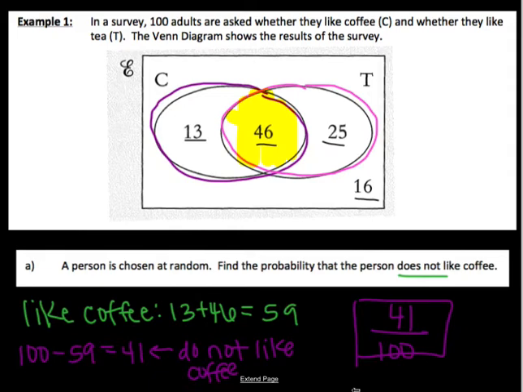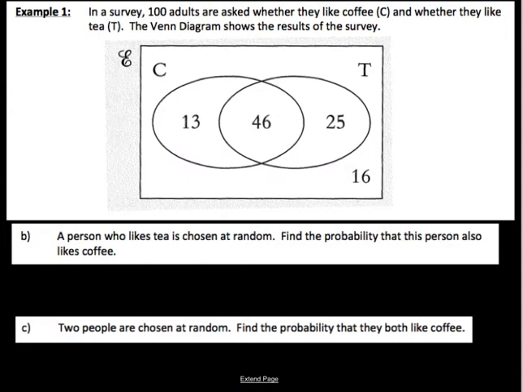Okay, the next one we're going to look at is part B. Okay, it says a person who likes tea is chosen at random. So now we're only going to look at the people who like tea for part B. Okay, how many people like tea? Well, 46 plus 25. That's my tea people. So that means that we are choosing somebody out of 71 people.